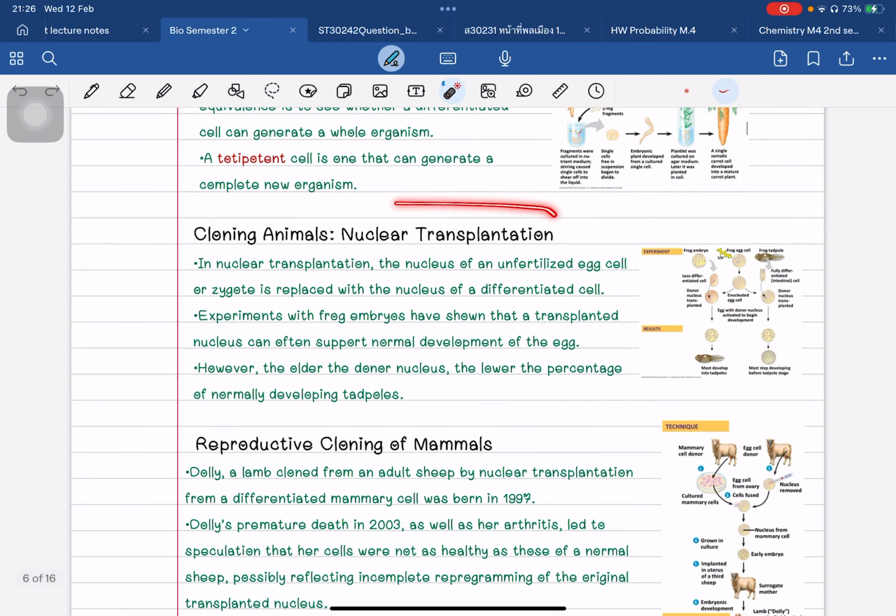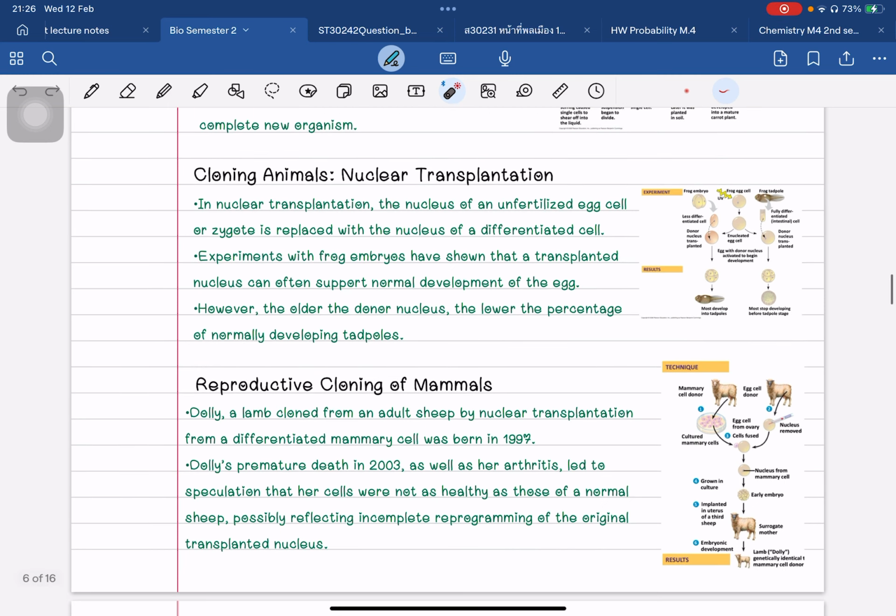So in animals, we're using something called nuclear transplantation. In nuclear transplantation, the nucleus of an unfertilized egg cell or zygote is replaced with the nucleus of a different cell. Experiments with frog embryos have shown that the transplanted nucleus can often support normal development of the egg. However, the older the donor nucleus, the lower the percentage of normally developing tadpoles.